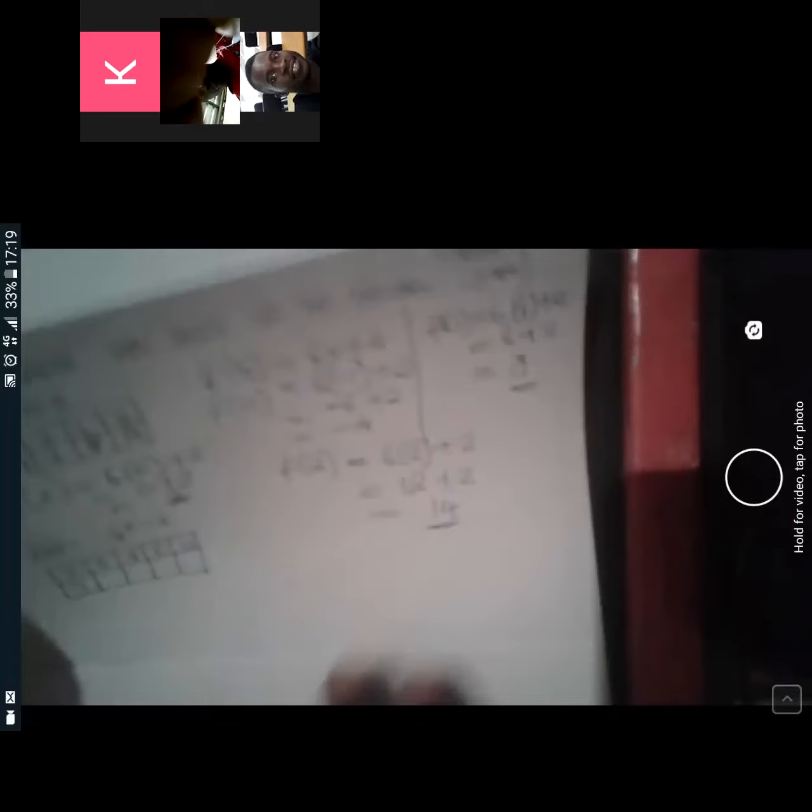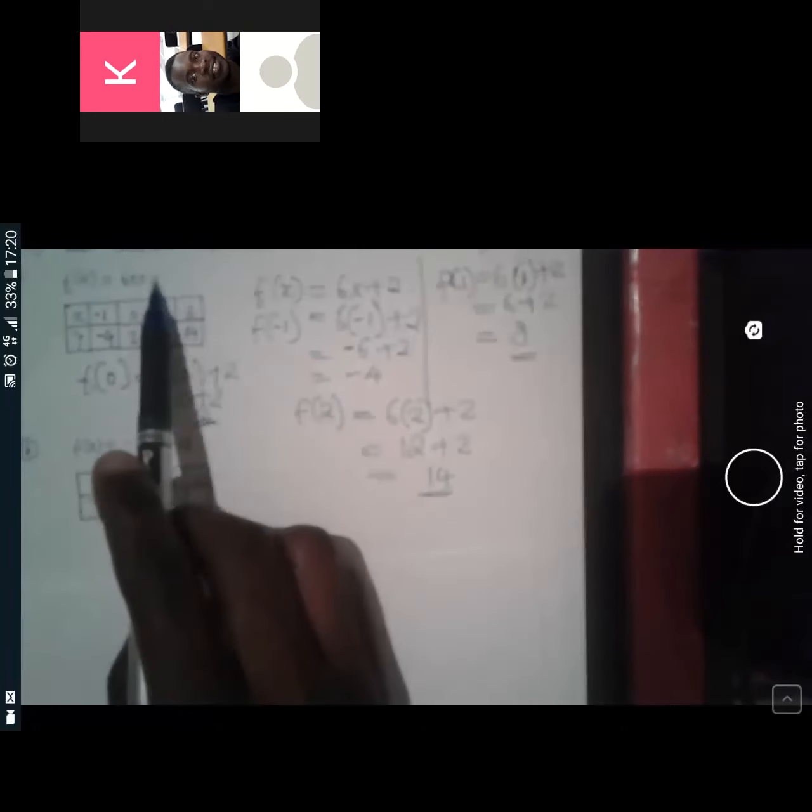So if we get back to our definition of a linear function, what did we say a linear function is? I said it is a function of this form, so we have ax plus b.